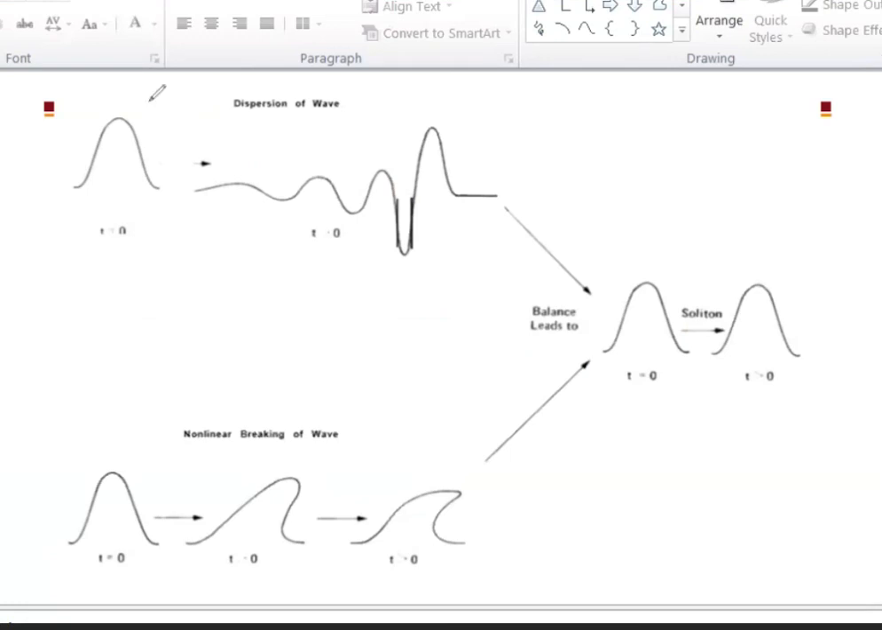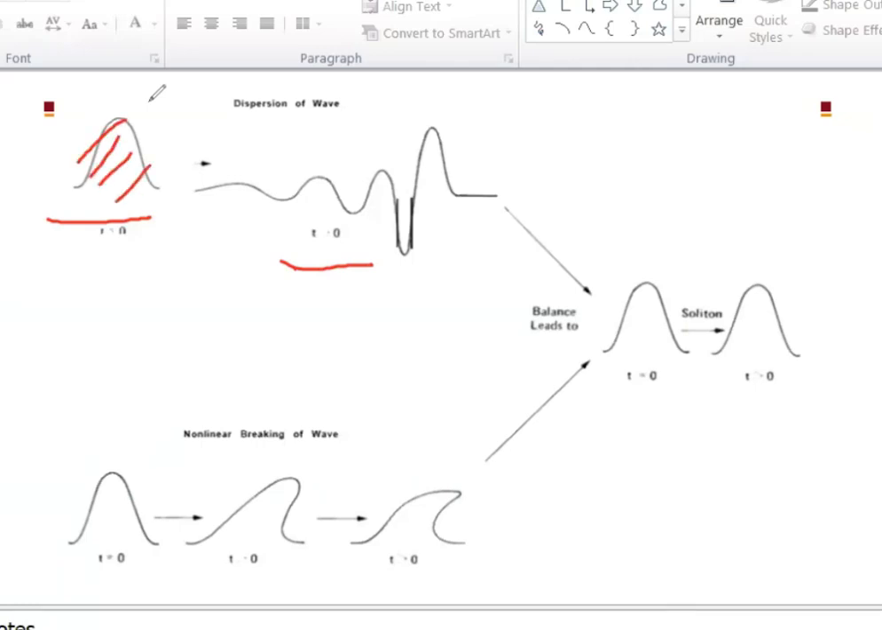Now suppose you have a dispersion. So you have this pulse, this wave, and after a certain time, the area remains the same, but it is getting distributed. Suppose we have a nonlinearity, then this will bend.